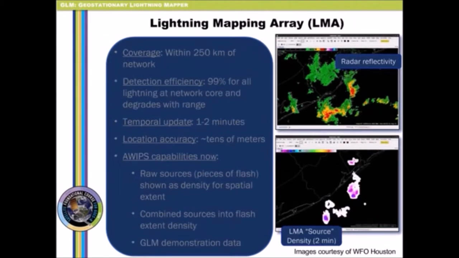The lightning mapping arrays have been available to some National Weather Service offices. LMA networks typically have a range of 250 kilometers from their center. The LMA networks provide detailed three-dimensional mapping of intracloud lightning channels and the intracloud components of cloud-to-ground flashes. LMAs observe tens to thousands of geolocated emission sources per lightning flash. The detection efficiency is in the upper 90% for all lightning at the network's core and then degrades with range.